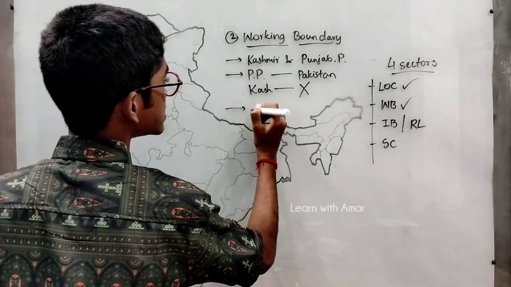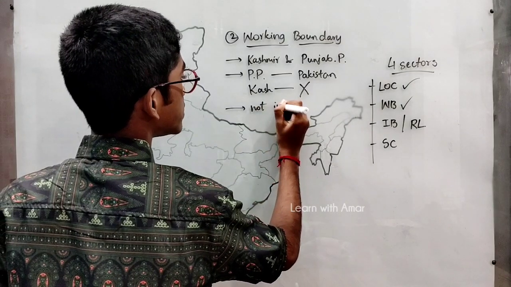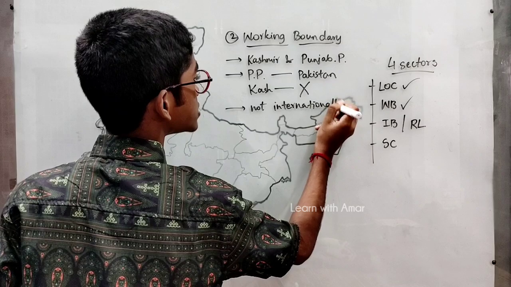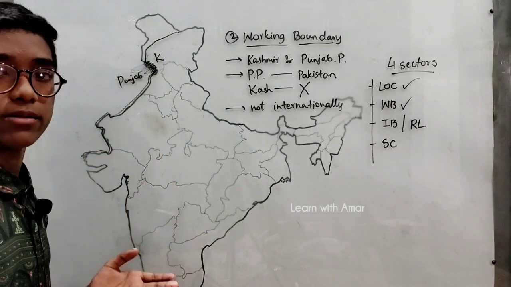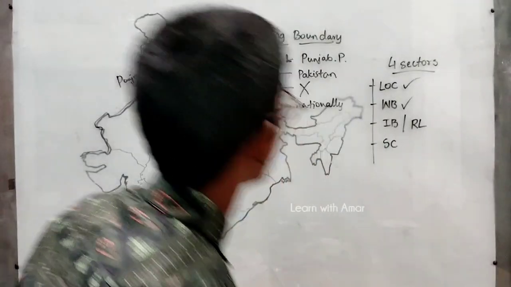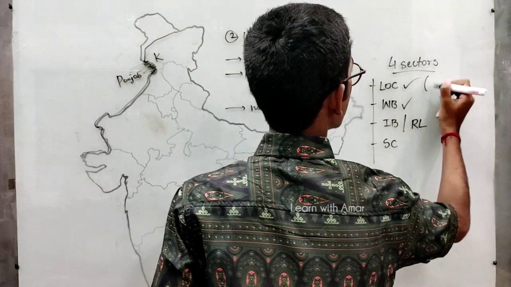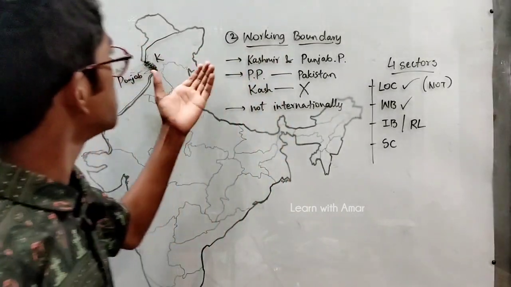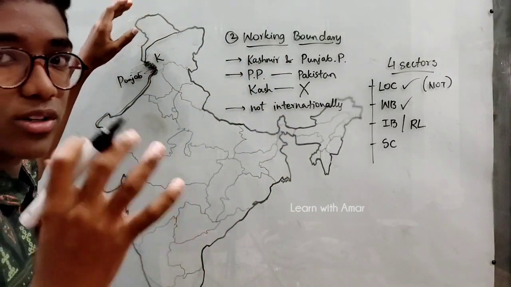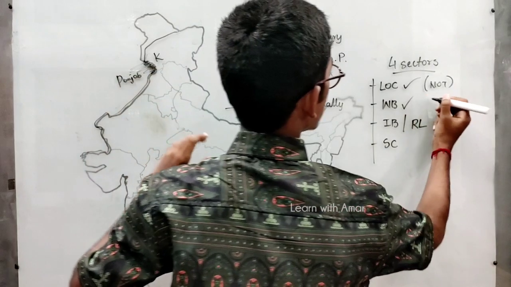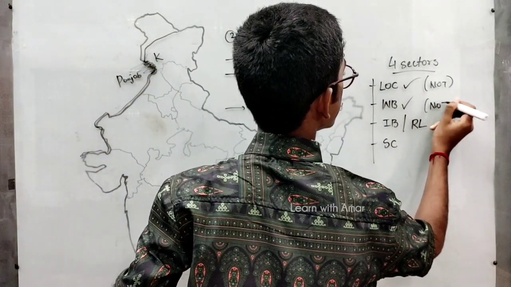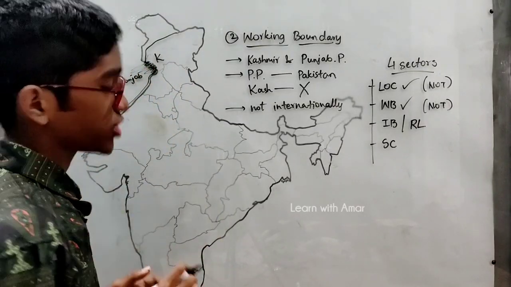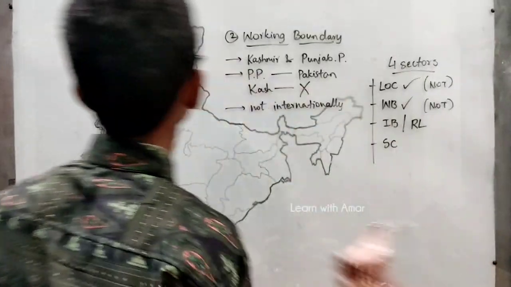So we can say that this is not an internationally approved border. Alright, also this LOC is also not an internationally approved border. Of course, there is a dispute between India and Pakistan over the POK, right? Also the WB, what is it? Working boundary between Kashmir and Pakistani Punjab. Alright, that's it.